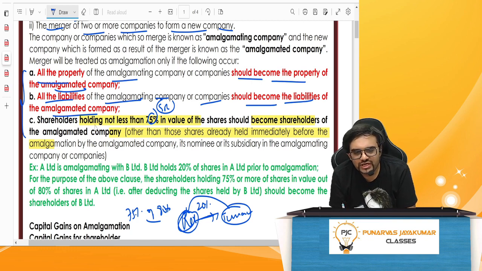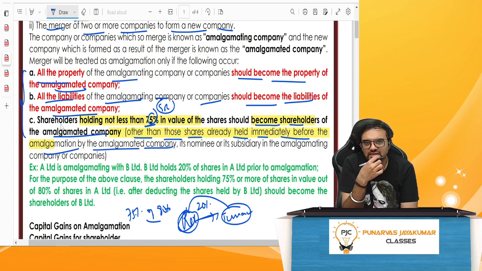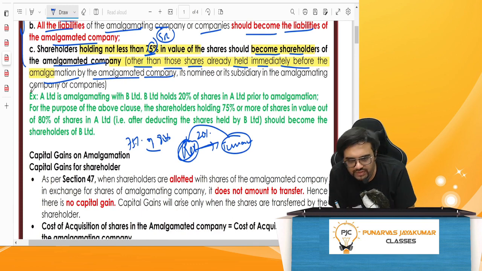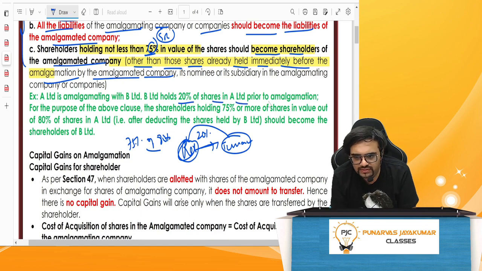So shareholders holding not less than 75% in value should become shareholders of the amalgamated company, other than those shares already held immediately before the amalgamation by the amalgamated company, its nominee, subsidiary, whatever. So we see here, A Limited is amalgamating with B Limited. B Limited holds 20% of shares in A Limited prior to amalgamation. For the purpose of the above clause, the shareholders holding 75% or more of shares in value out of the 80% of the shares should become the shareholders of B Limited.